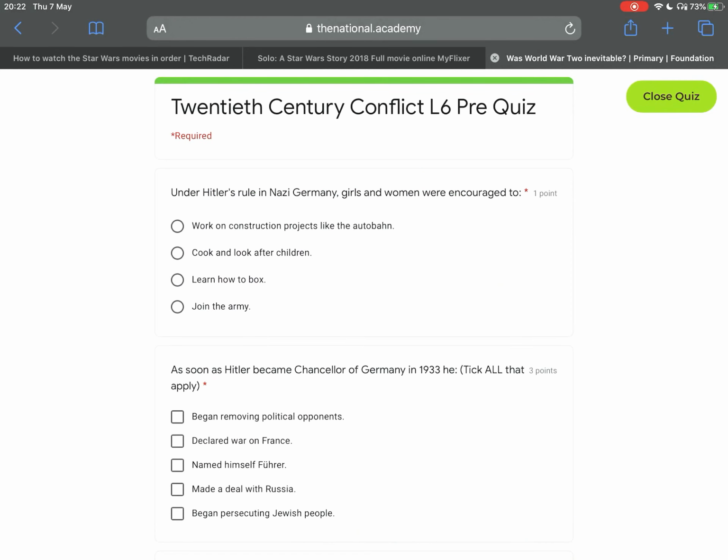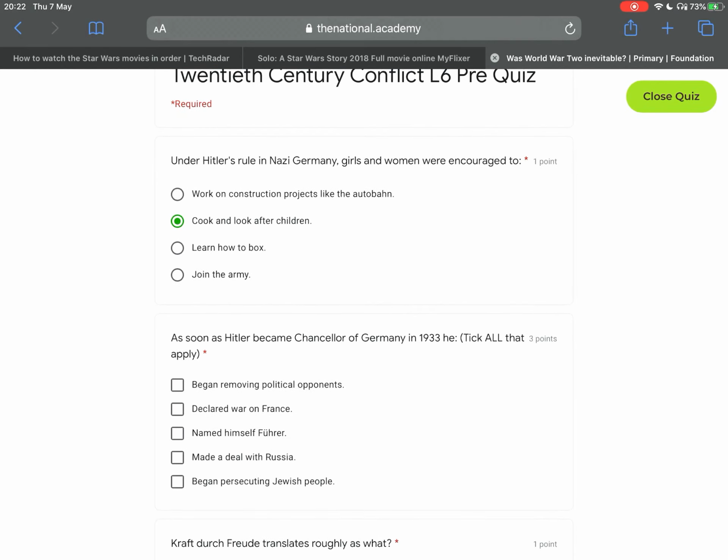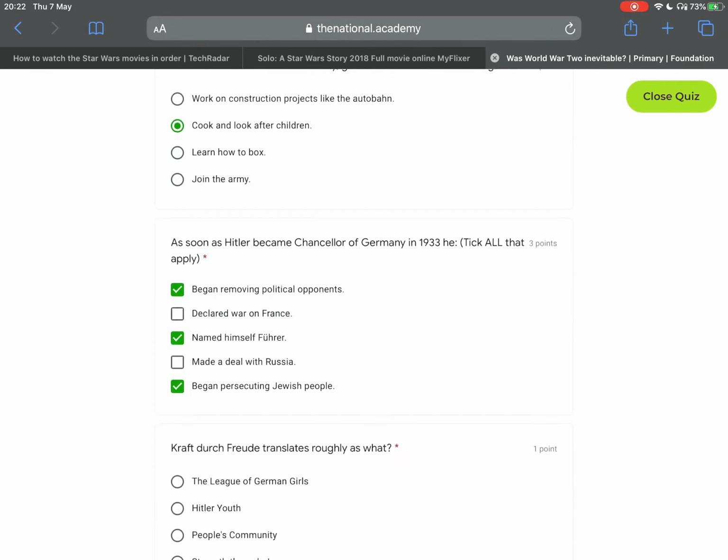Under Hitler's Nazi rule, girls and women were encouraged to cook and look after children. As soon as Hitler became Chancellor of Germany in 1933, he, tick all that apply, began removing political opponents, named himself Führer, and began prosecuting Jewish people.